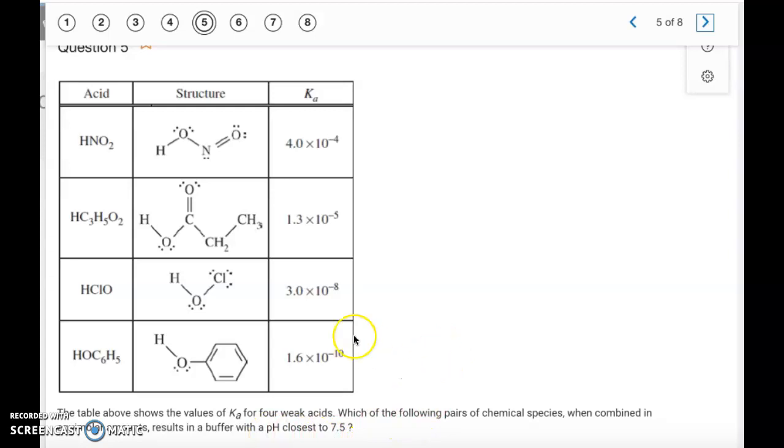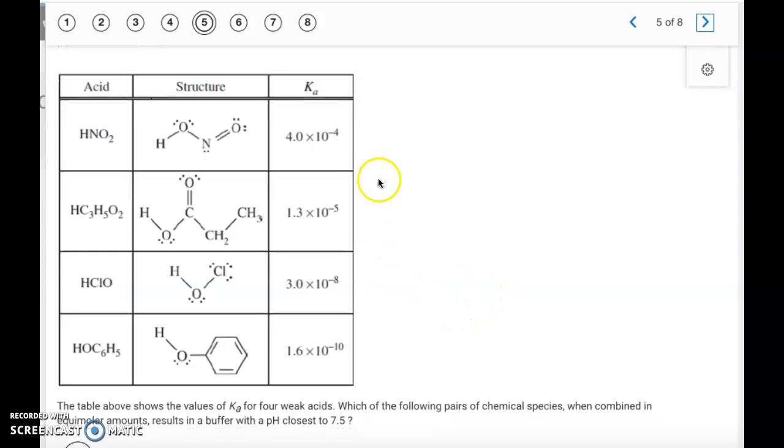All right, so this is the Henderson-Hasselbalch equation. We want the pKa to be closest to the target pH. So the pKa is going to be the negative log of these Ka values. The one that gets you close to 7.5 is this 3.0 times 10 to the negative 8th. The negative log of this value, I think, was 7.52.